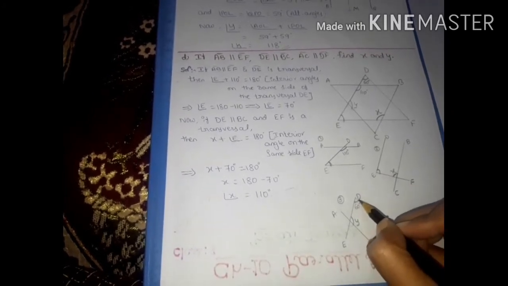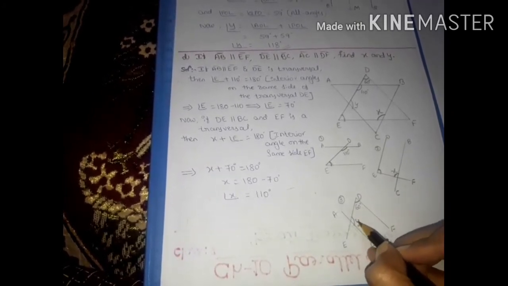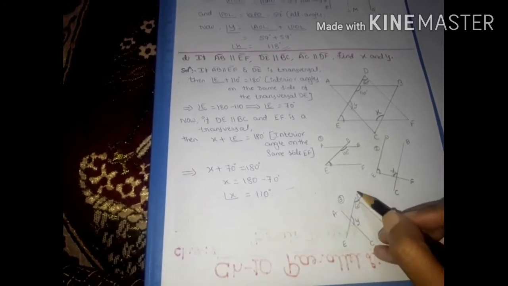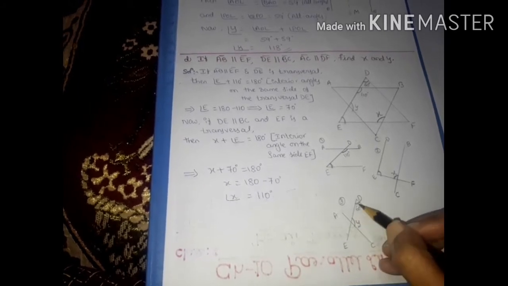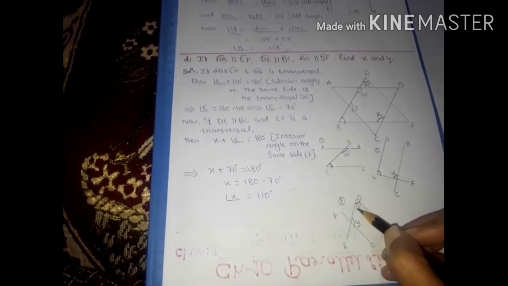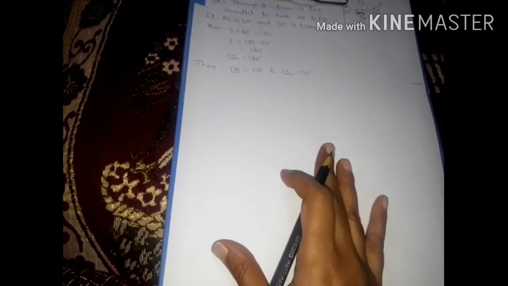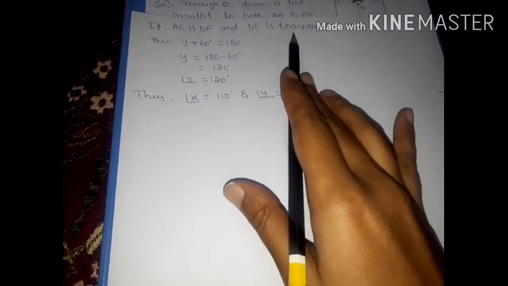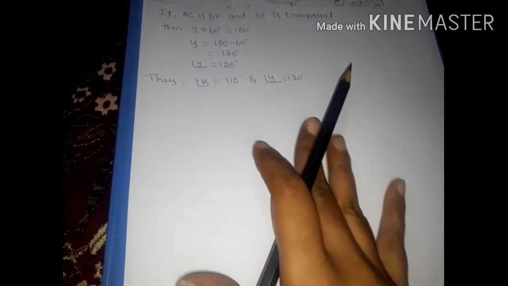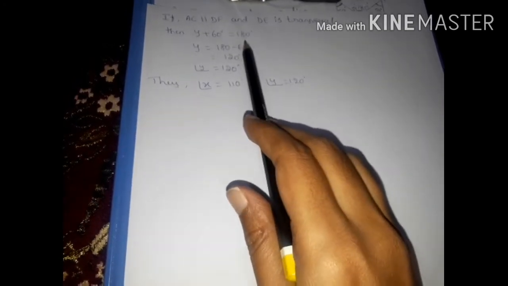Here this 60 degree and angle y again form interior angles on the same side of the transversal. The sum of these two is always equal to 180 degree. Then angle y plus 60 degree is equal to 180 degree. Then 180 minus 60 degree will give 120 degree. So here written, if AC is parallel to DF and DE is transversal, angle y and 60 degree is equal to 180 degree.